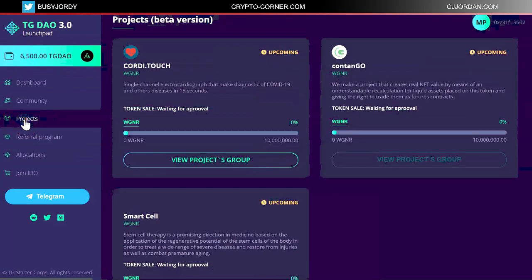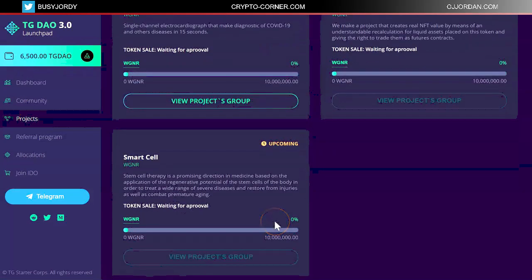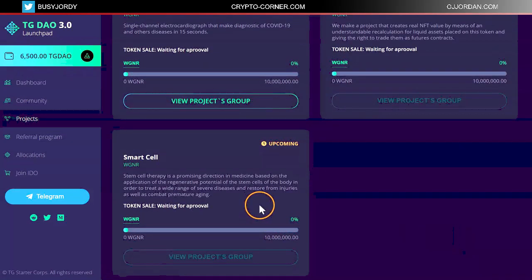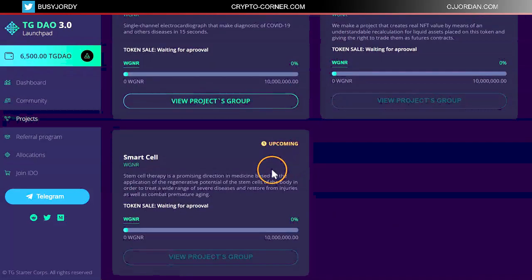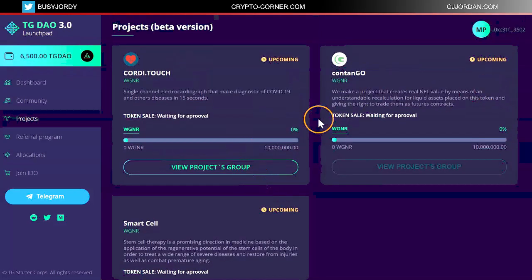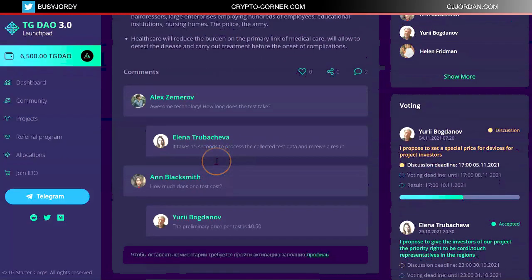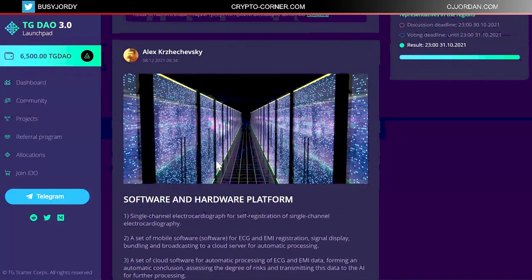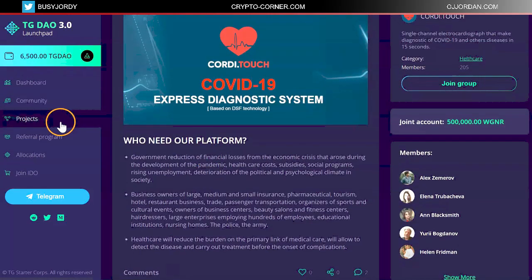Next is the projects. Now here you're going to find out details about the upcoming projects and also the past projects, but right now they don't have past projects, it's all upcoming. So right now we see 3 projects that are upcoming. These are still in the early stages. Here we can actually go and see the projects group, and this is where we can see what people are discussing. We can ask questions here, we can leave comments and things like that. So this is all very good.